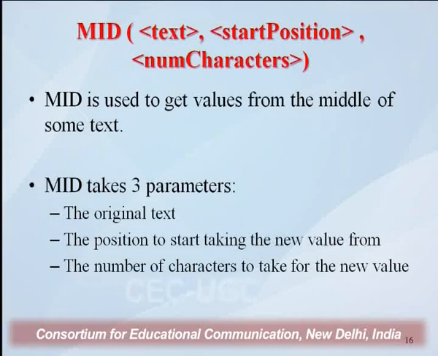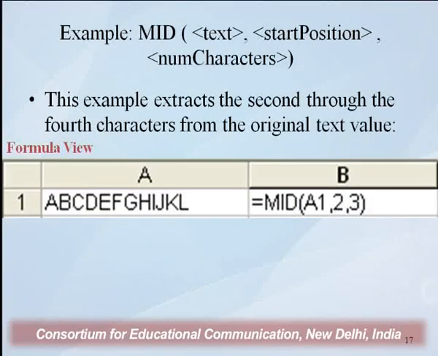The MID function will get you values from the middle of the text. In this case you need to specify a start position and the number of characters that you want to extract. So basically it will take 3 parameters. First is the text that you want to extract from, then the position to start taking the new value from, and the number of characters to take. So you can start from any position in the string and you can take any number of characters from that string.